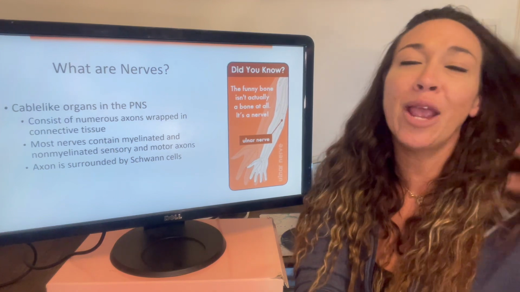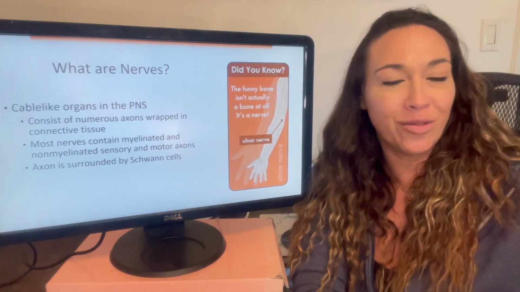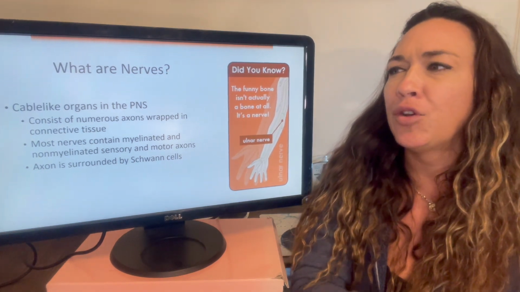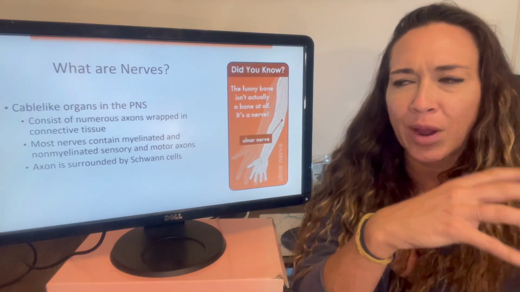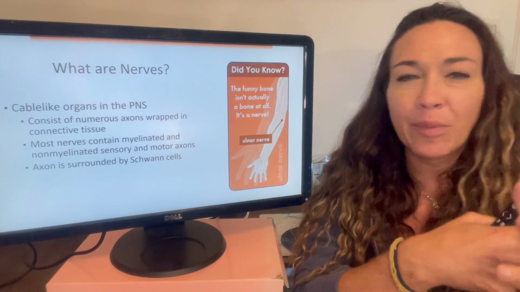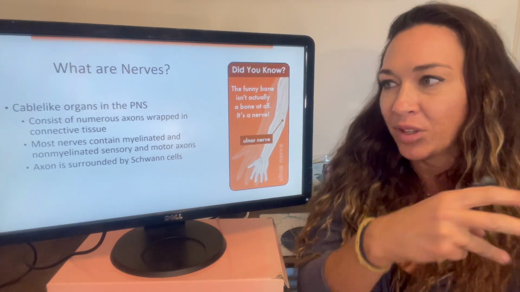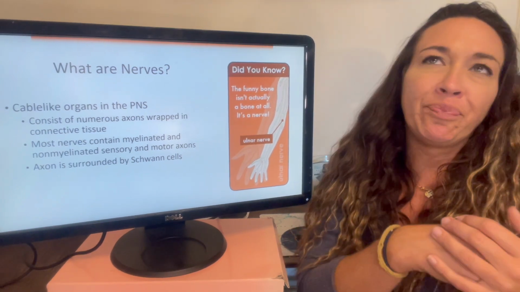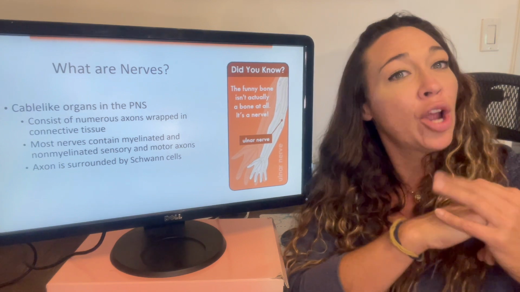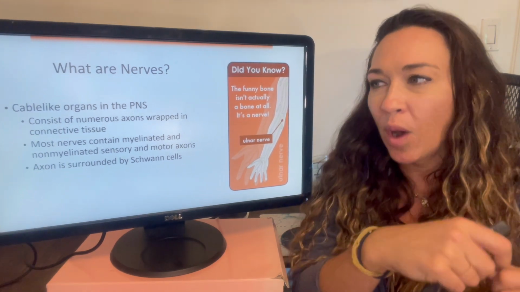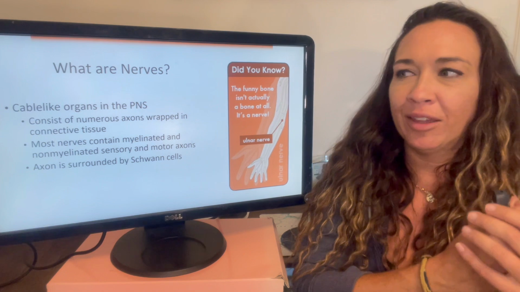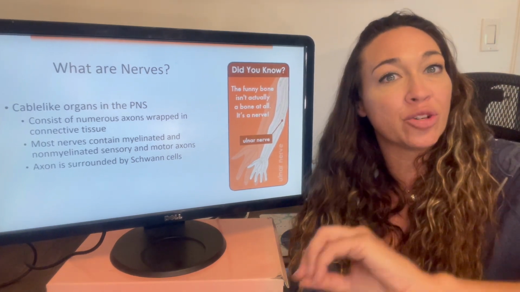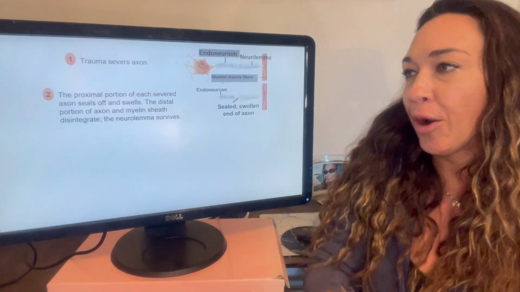So nerves are cable-like organs that run all the way through the length of your body. They're very tough to get through, and they have numerous axons wrapped within them. This is our signal center. Essentially, this is our highway. We have nerves with myelinated axons, but we also have some that are non-myelinated. Usually the axon is surrounded by a Schwann cell, because it provides that insulation to make sure we get our signal sent where it needs to go.